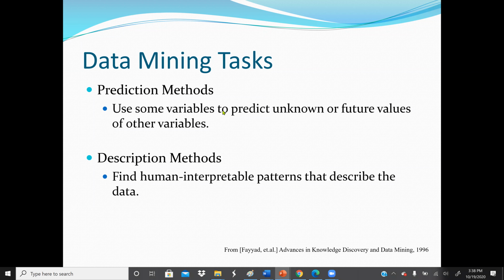So data mining tasks, we have the prediction methods and also description methods. Prediction methods means we are going to use some variables to predict some future values or unknown variable. An example would be the stock market. Maybe we know the price of a stock today and the economic situation today, and we can use this data to predict the future price of the stock.